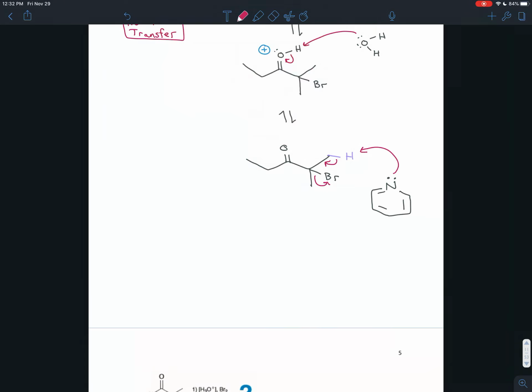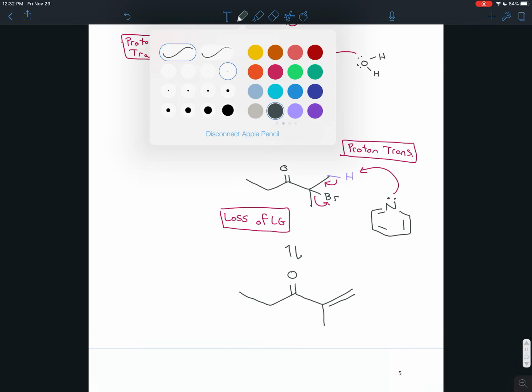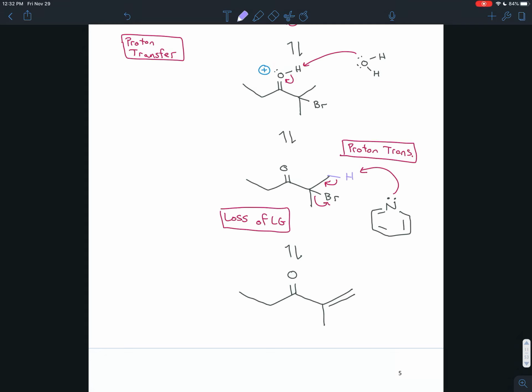So you have a proton transfer, and you have loss of a leaving group, the two staples of an E2 reaction. And when you do that, you have an alpha-beta unsaturated ketone. Could also be an aldehyde, but it's called alpha-beta because the carbon next to the carbonyl carbon is the alpha carbon, and then the one after that is the beta carbon. And you have fewer hydrogens here than you possibly could.